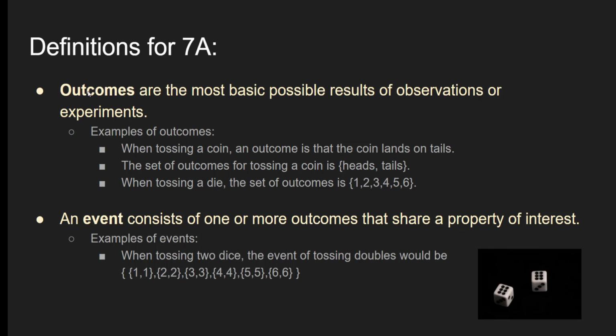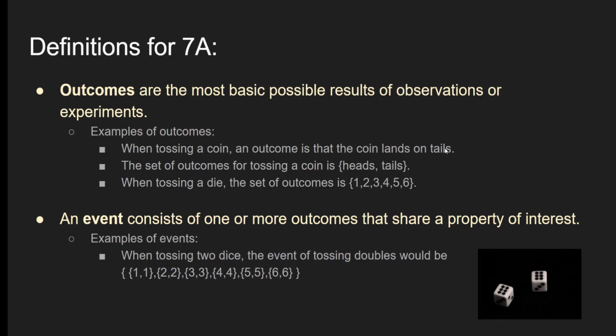Two keywords to point out here. Outcomes are the most basic possible results of observations or experiments. Examples of outcomes include those of tossing a coin. In the case of tossing a coin, an outcome would be that the coin lands on tails.